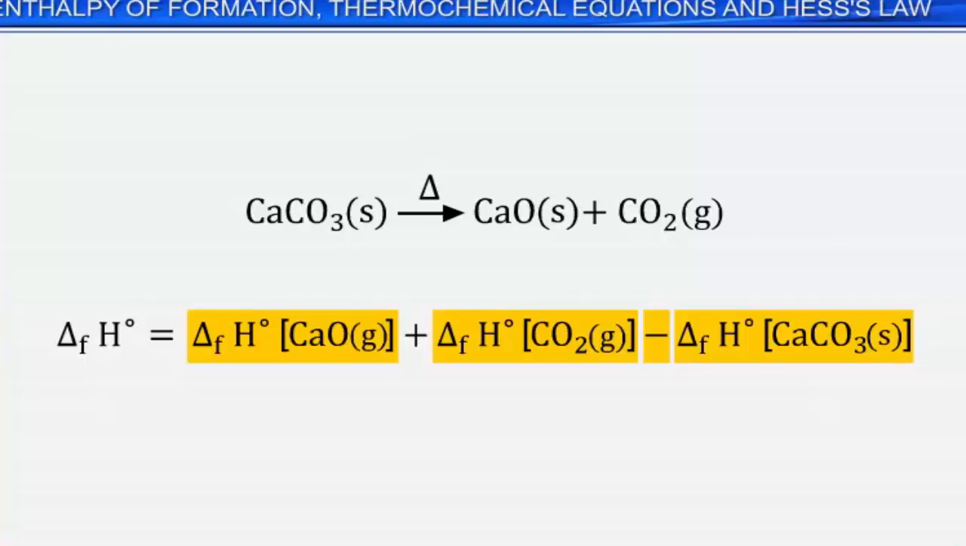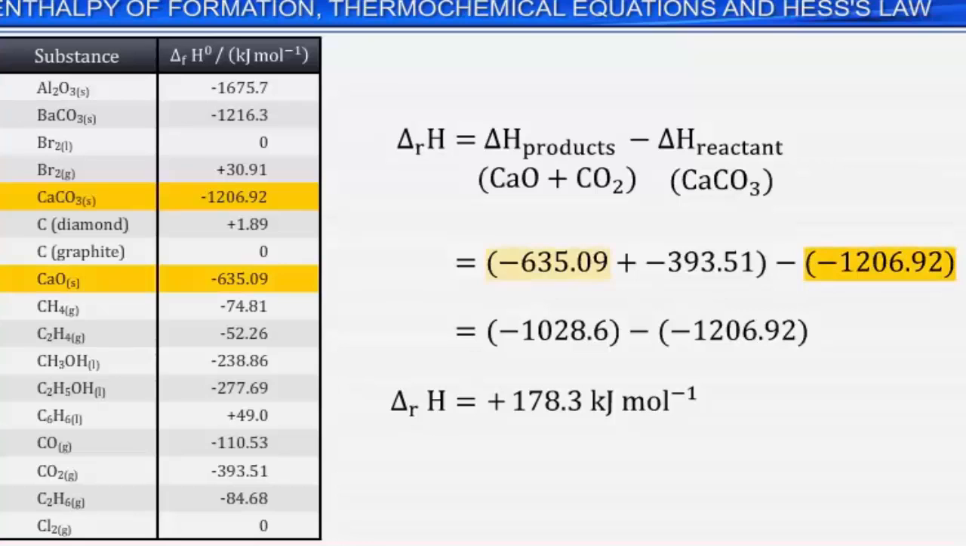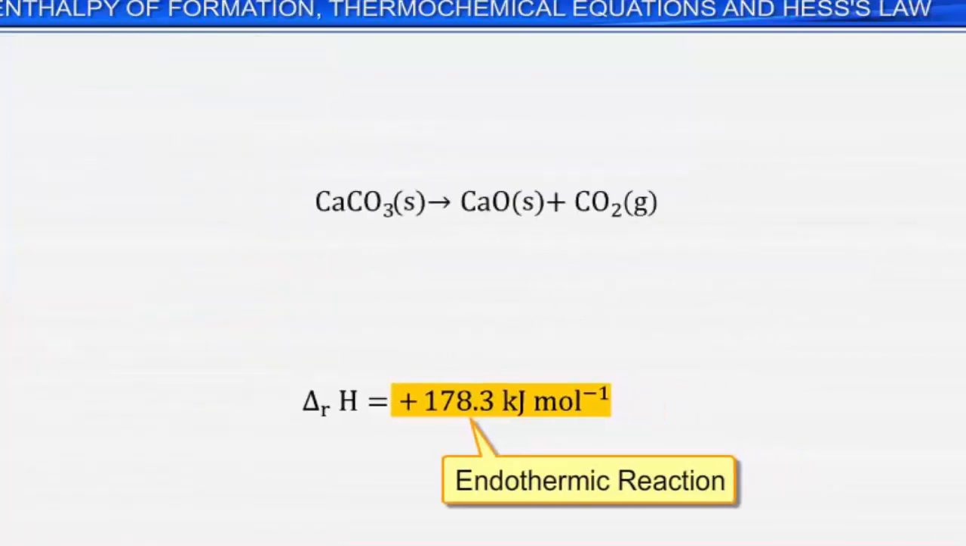On substituting the values of standard molar enthalpy of formation of the reactants and products from the table of standard molar enthalpy of formation of substances, we get the amount of heat as plus 178.3 kilojoules per mole. Thus, the plus value of the standard enthalpy of reaction indicates that the decomposition of calcium carbonate is an endothermic reaction. Note that the stoichiometric coefficients for all the compounds in the given equation are 1. Now, let us look into the thermochemical equations.